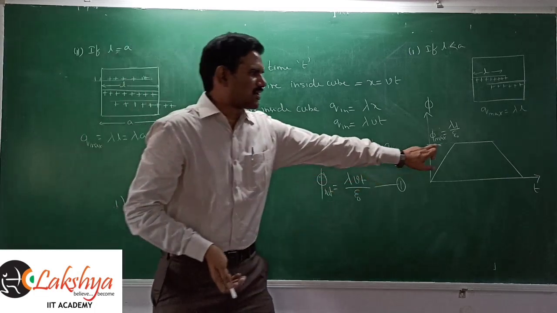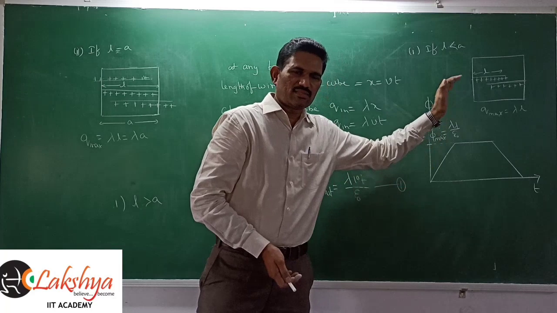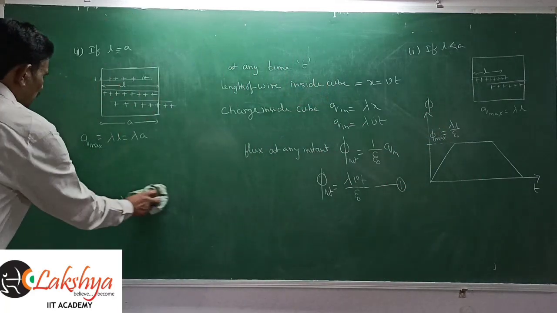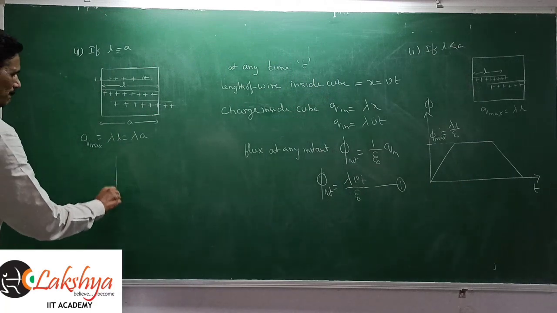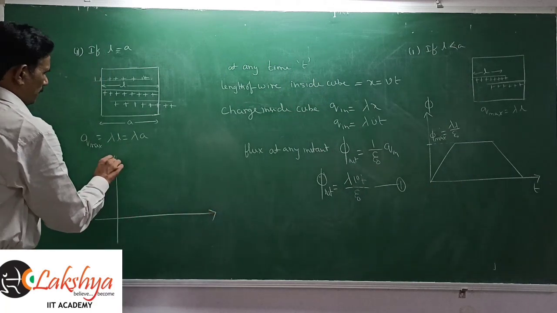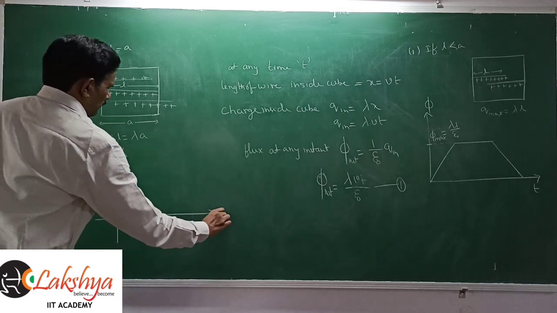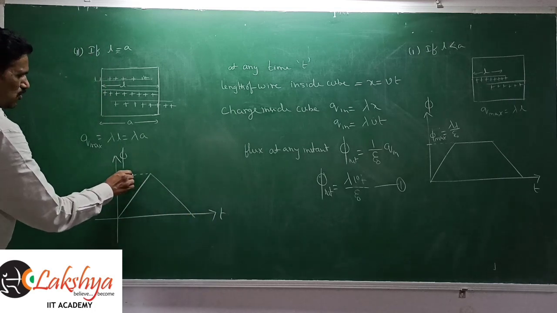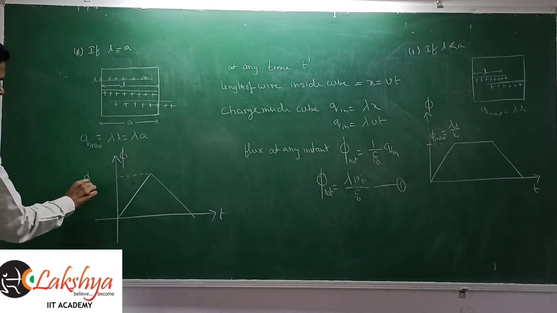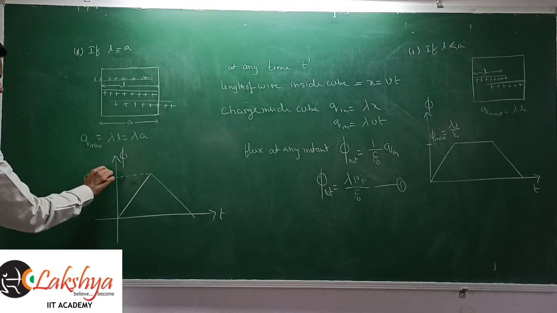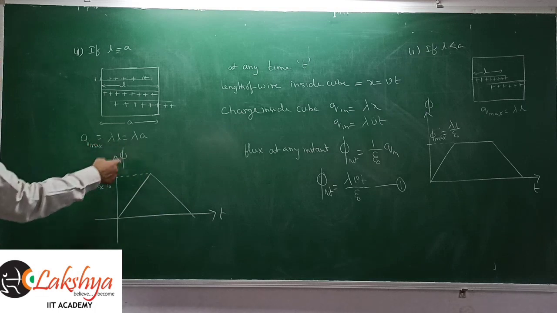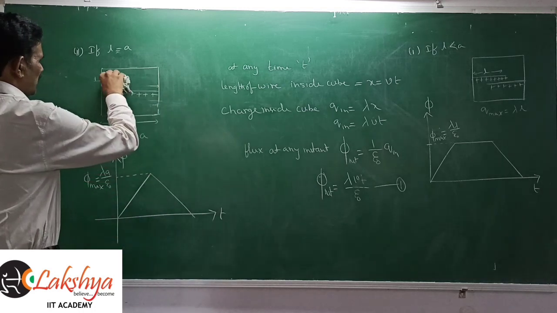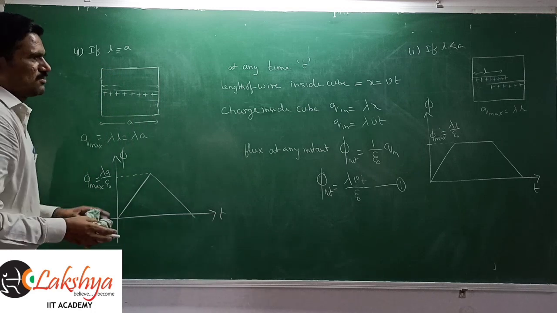This flat part of the graph won't be there. It increases and then immediately starts decreasing. So that will be our situation there. And so I can draw this graph as first increasing and then decreasing. Here this maximum flux, phi maximum, is equal to lambda A by epsilon naught, because Q maximum is lambda A. So that is the case where it is completely inside. Then you will get the maximum, right?